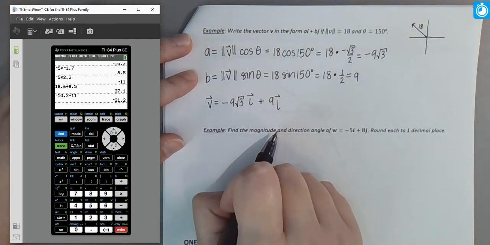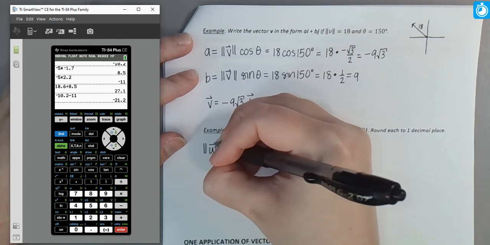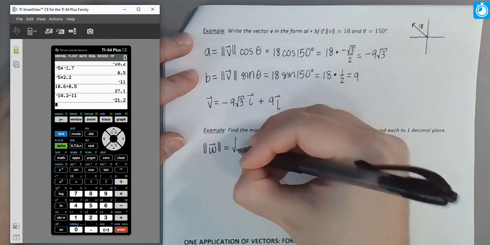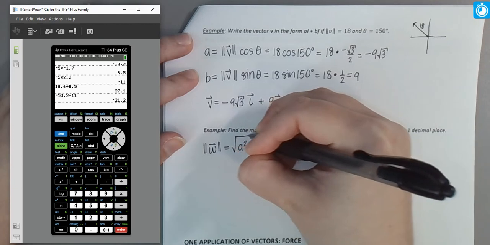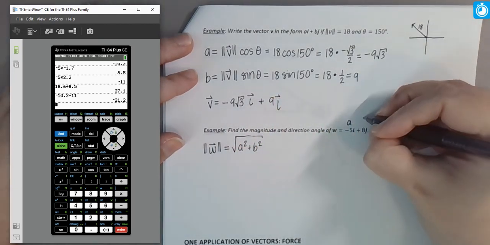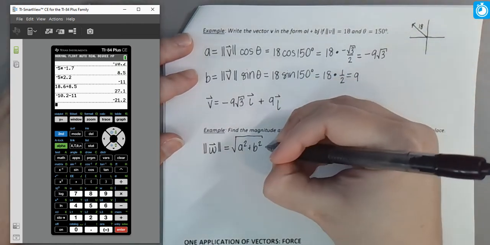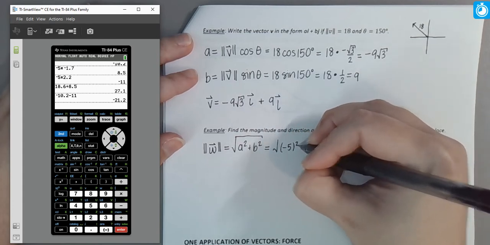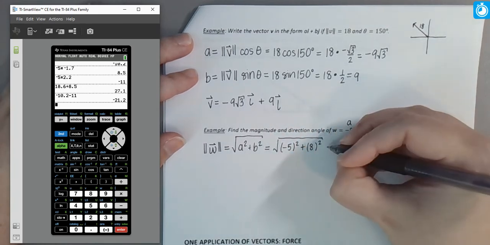So our magnitude relationship tells us that the magnitude of our vector w is going to be the square root, where we take each of our components, square them, sum them, and then take the square root of that. So here, our horizontal component is negative 5, and our vertical component is 8. So that's going to be the square root of negative 5 squared plus 8 squared, all of that.